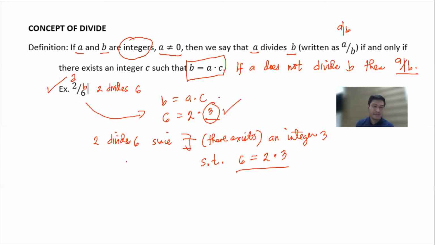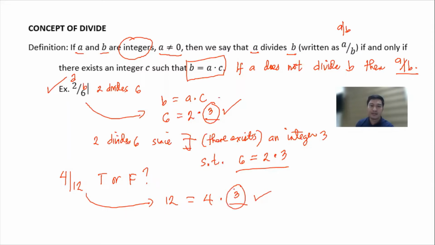Let's have another example. How about 4 divides 12? Is this true or false? Okay, so what we will do is we will look at a number. So 12 is equal to 4 times a certain number. What number can we multiply to 4 to make it 12? We have an integer 3. Therefore, this is true.